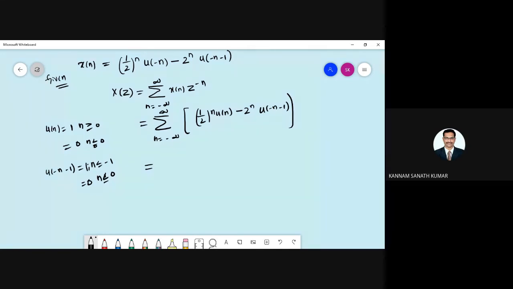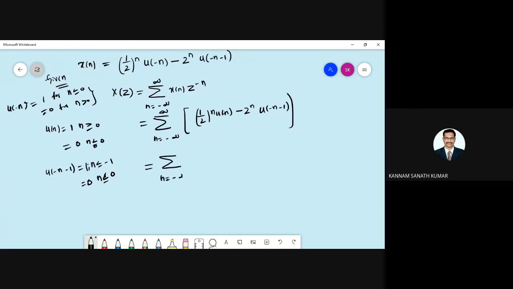Now if you apply the summation separately, what are you getting? Sorry, this is u of minus n. So u of minus n is equal to 1 for n less than or equal to 0, and 0 for n greater than 0. So just the opposite of that one.